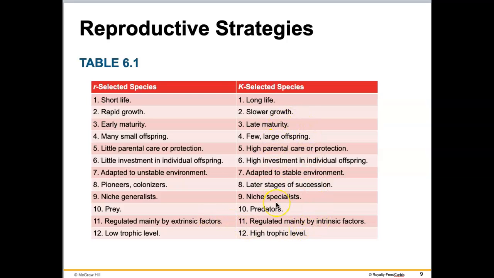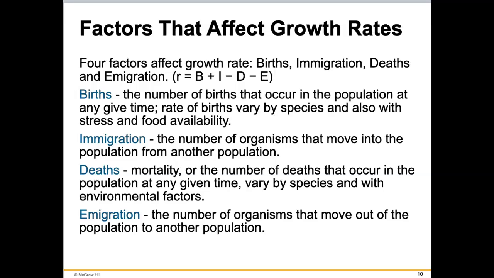So this right-hand group may only have offspring every 2 to 5 years. This R-related species on the left produce a tremendous amount of eggs every year. A clam can produce millions of eggs per year.